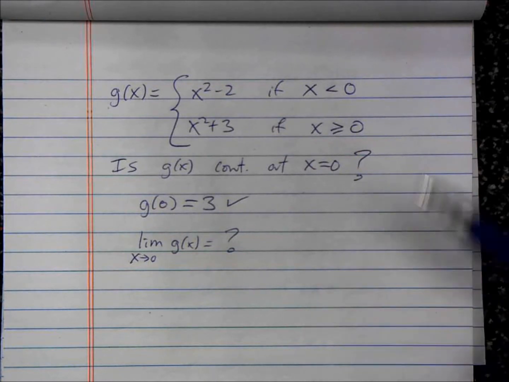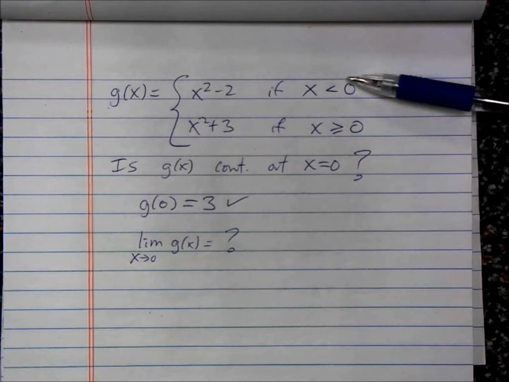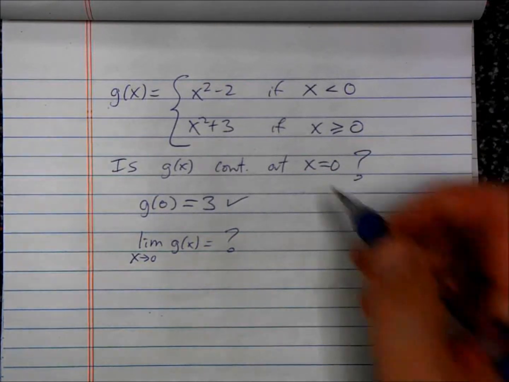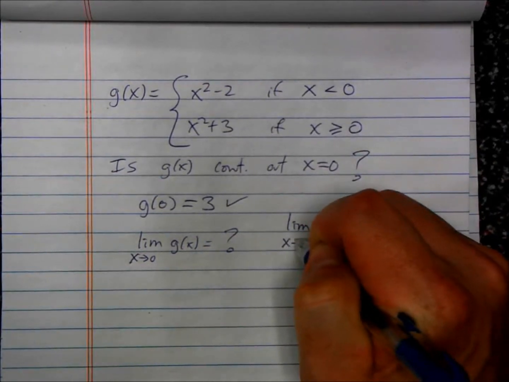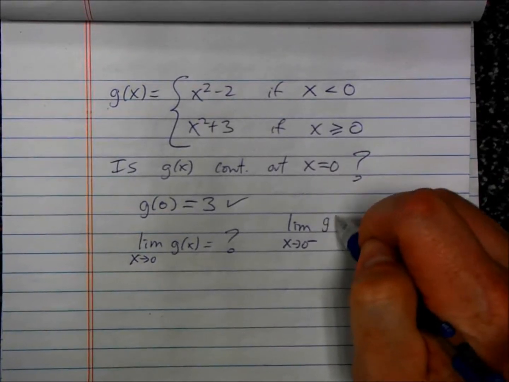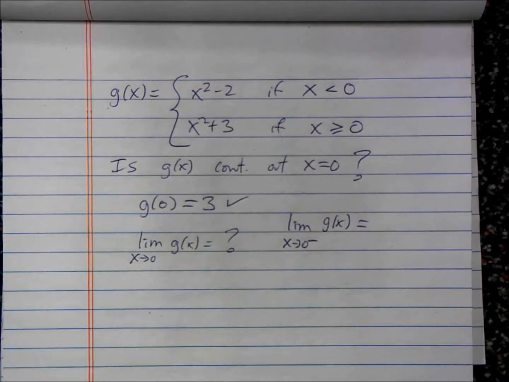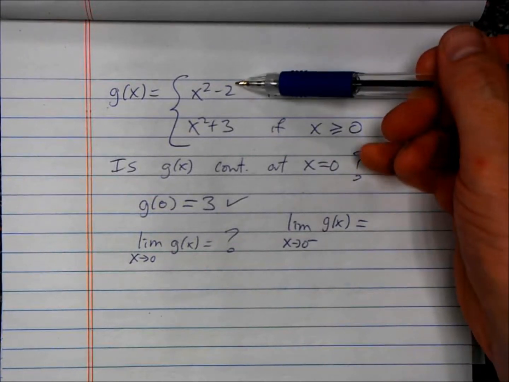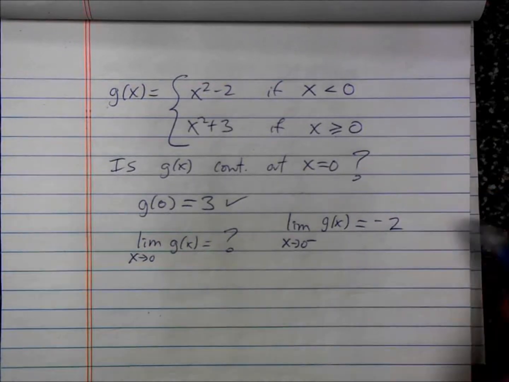Correct. This is a piecewise defined function. It's split at the number 0. So what we really have to do to evaluate the limit is check the left limit and check the right limit. So we would look at the limit as x approaches 0 from the left of g of x. And we would say that limit is negative 2, because when x is smaller than 0, we use this rule. Plug 0 in, I get negative 2.